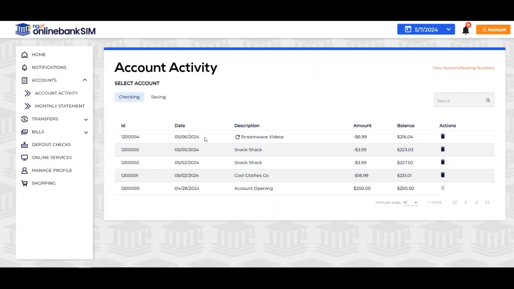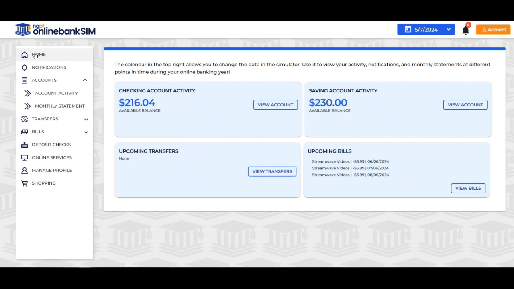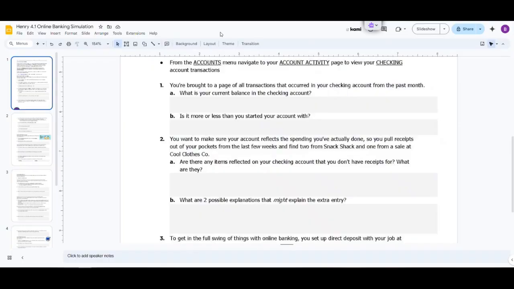In this case, if we look at the transaction, Streamwave, that kind of suggests streaming videos, so it's probably an online purchase. Also, this circular icon would seem to indicate that it's a recurring transaction. All right, so it may be a subscription that will recur every month. And if I look at the upcoming bills, sure enough, Streamwave videos for $6.99 on the 6th of every month. All right, so it does seem to be a recurring purchase. So it probably is a digital purchase that I've made, a subscription that I've made, where I don't have a physical receipt because I'm not making the purchase in person.